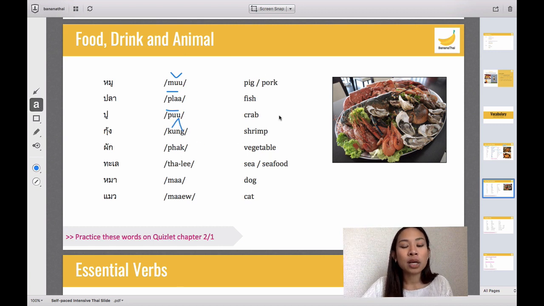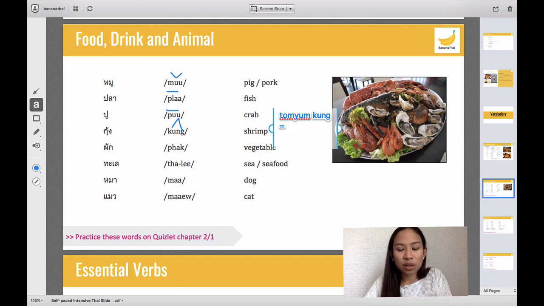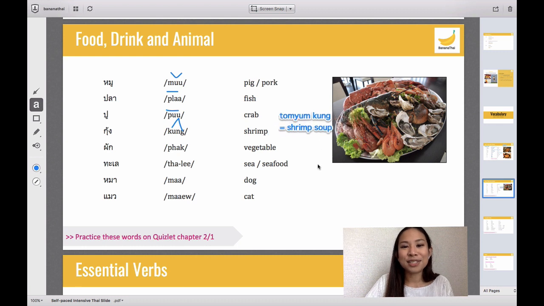For example, the famous Thai dish ต้มยำกุ้ง. ต้มยำ you know already, it's ต้มยำ soup, the spicy, sweet, sour soup. So ต้มยำกุ้ง, กุ้ง here is shrimp, so ต้มยำกุ้ง means shrimp soup. And it looks like this. ต้มยำกุ้ง, กุ้ง is shrimp. Next word, ผัก. ผัก is vegetable.